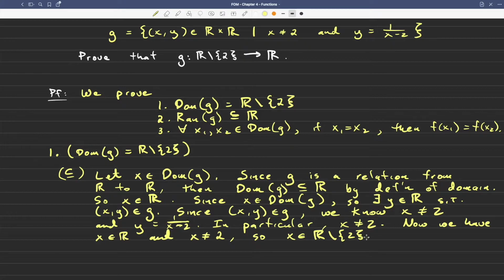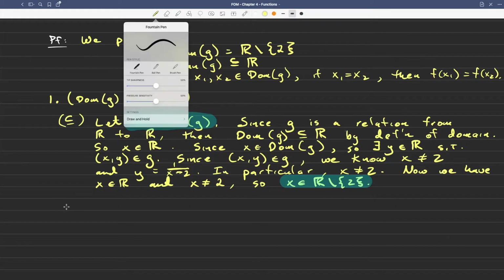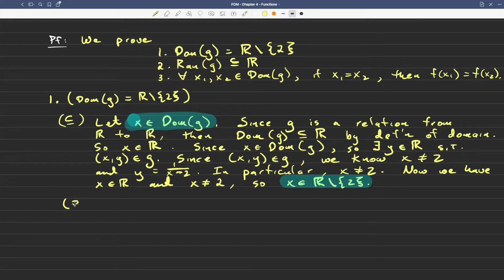And now we have proven the containment that we wanted to prove, because we started with x in the domain here, and then we arrived at x was in R minus 2. So there we have it. Let's do the reverse containment next. So here we're going to let x be in R minus 2. And we want to argue that x must be in the domain.